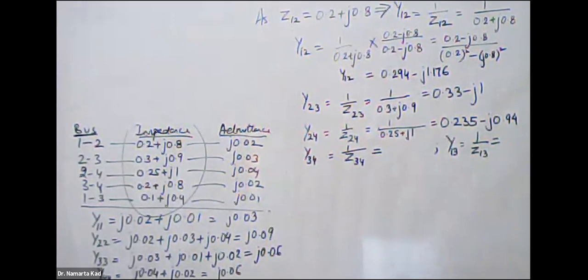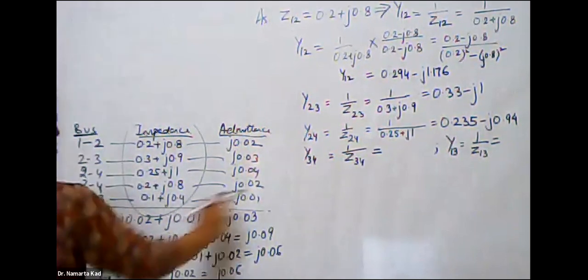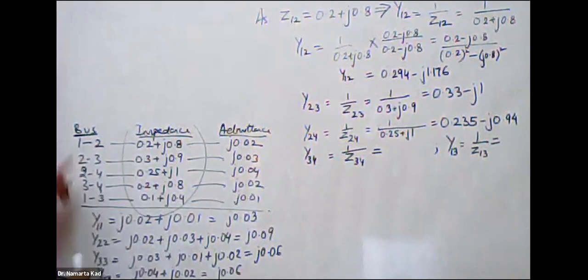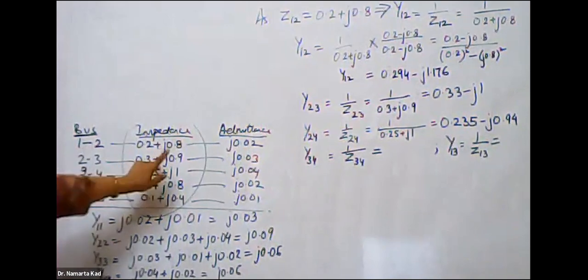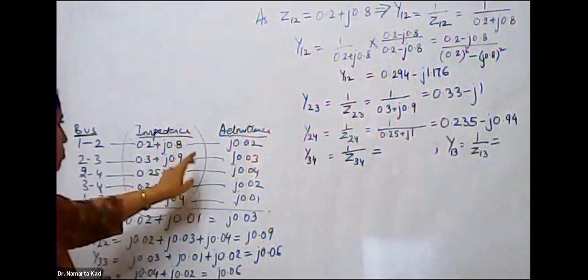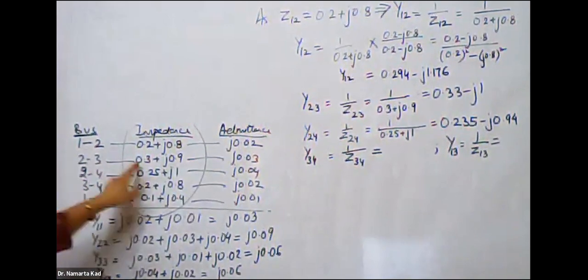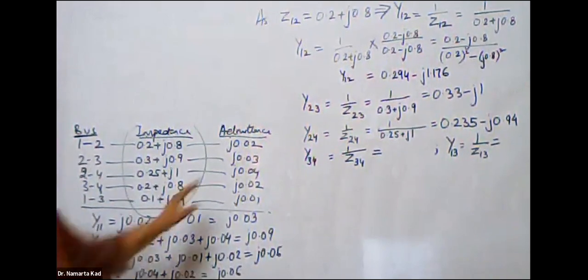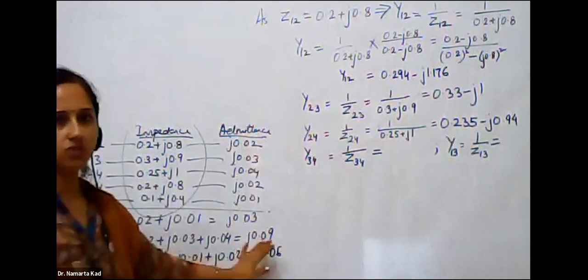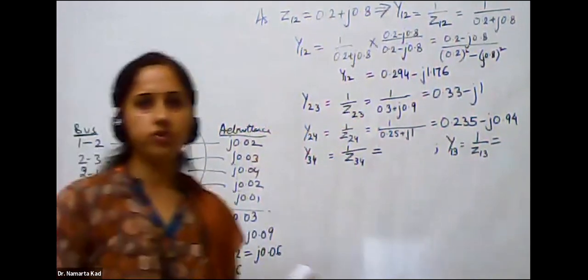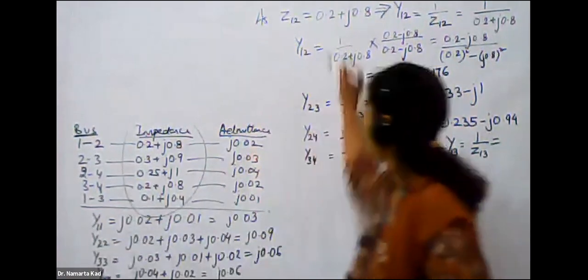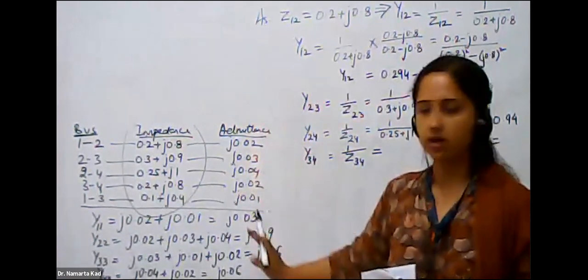So for this numerical, these are the values that are given. These are the impedance values related to the bus. Like for bus 1, 2, the impedance is 0.2 plus j 0.8, and similarly for bus 2, 3, it is 0.3 plus j 0.9. So it is given in the question. And these are the charging admittance values. Now we have to calculate the self admittances and mutual admittances.